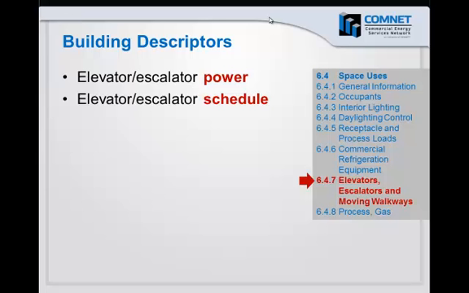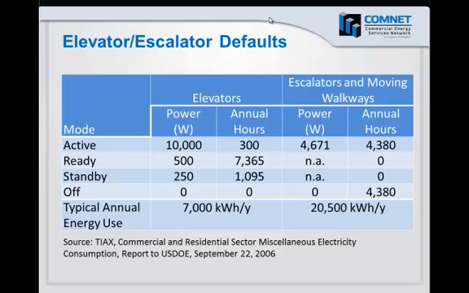The next section deals with elevators, escalators, and moving walkways. There's basically two building descriptors: the power associated with them and the schedule. The machines are assumed to be inside the conditioned space, so they're adding heat to the space. And here are the COMNET defaults. These are given for different modes of operation, whether the elevator or escalator is active, in a ready state, a standby state, or it's off. And there's also typical annual energy use that's given here.